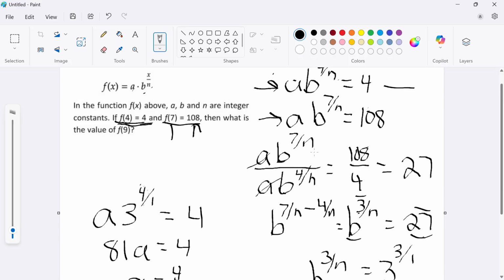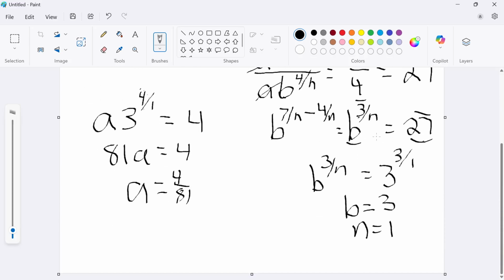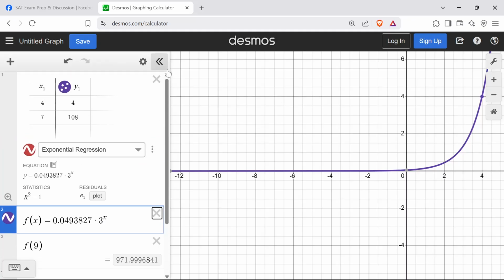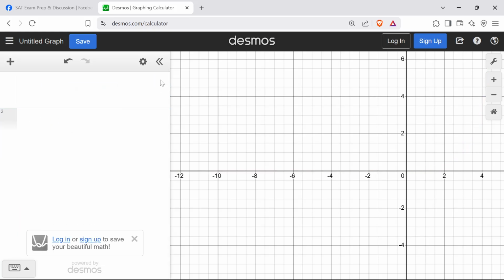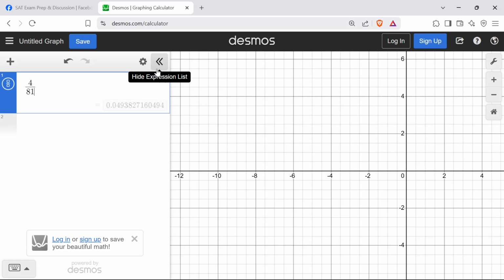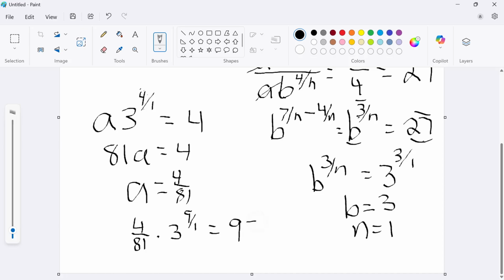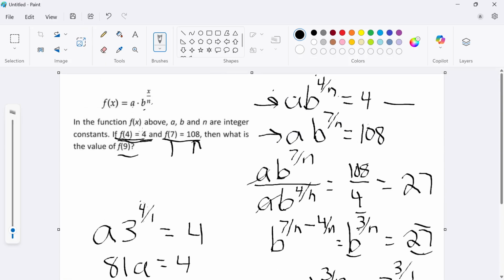So now I will put in x equals 9. I've got a, b, and n, so x equals 9: 4 over 81 times 3 to the 9 over 1 power equals what? Well, I can put that into Desmos now. That's why I have Desmos. Let me get rid of this. This is for the next step. I will put 4 over 81 times 3 to the 9th power, and that equals 972. Okay, there's the math way. And I had to explain things along the way. I think you can do that within a minute.